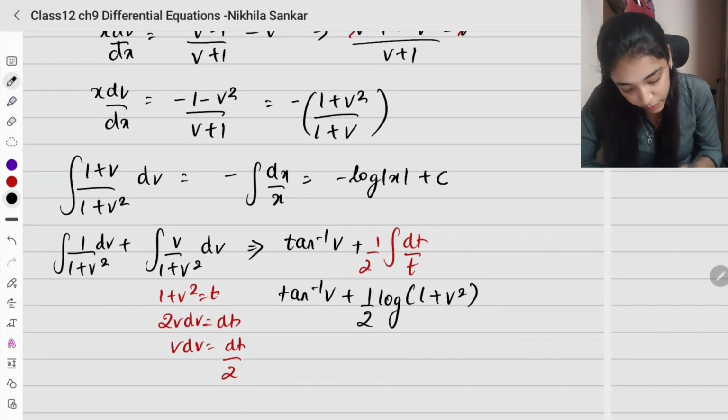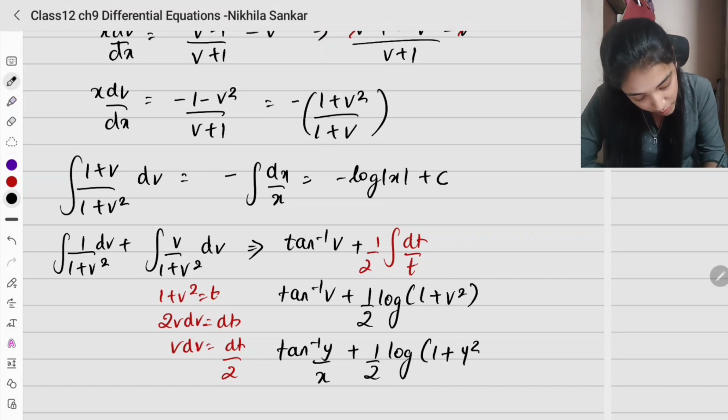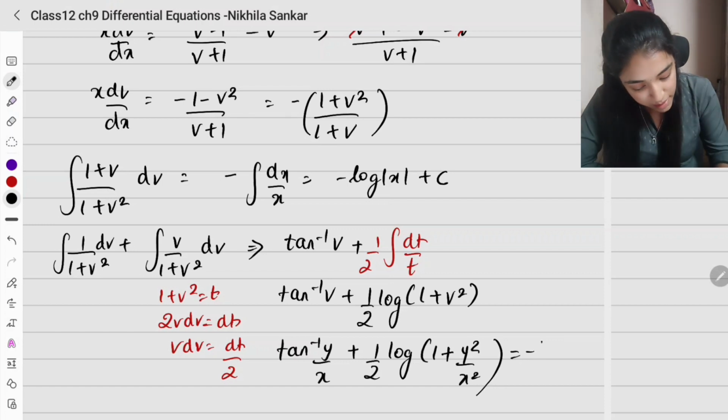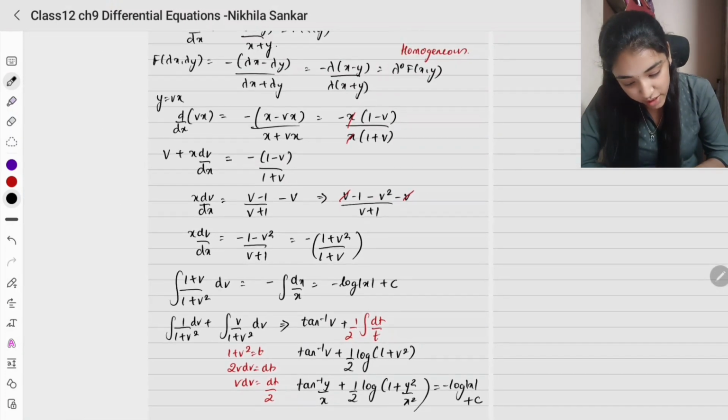Okay, now v க்கு y by x போடலாமா? So I'm going to have tan inverse y by x plus half log of (1 plus y square by x square). This is my left hand side. Right hand side என்ன? Minus log mod x plus c. Okay, now this is my general solution.